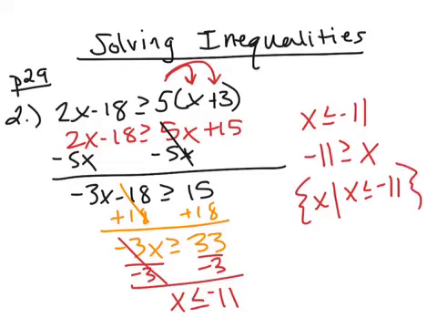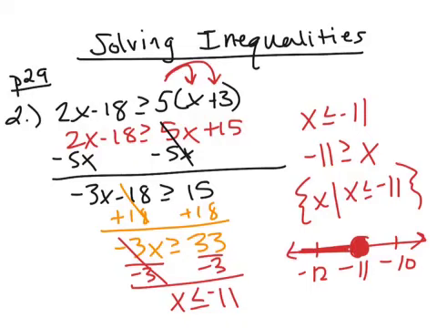I could also put it on a number line. And when I put it on a number line, since it's greater than or equal to, I'm going to have a closed circle on negative 11, and my x values are less than that, so I'm going to shade to the left since all of those values represent less than negative 11.